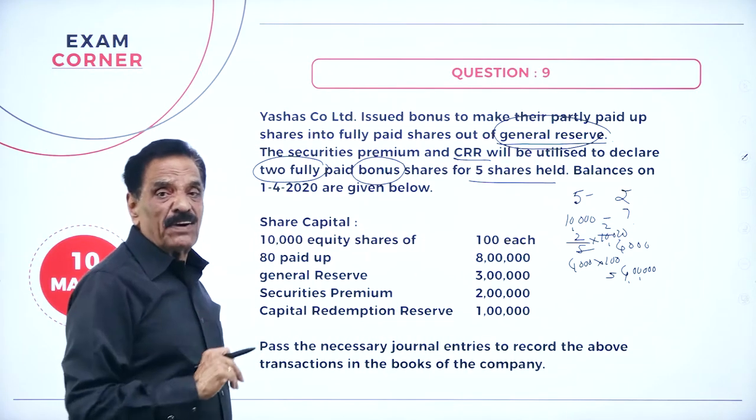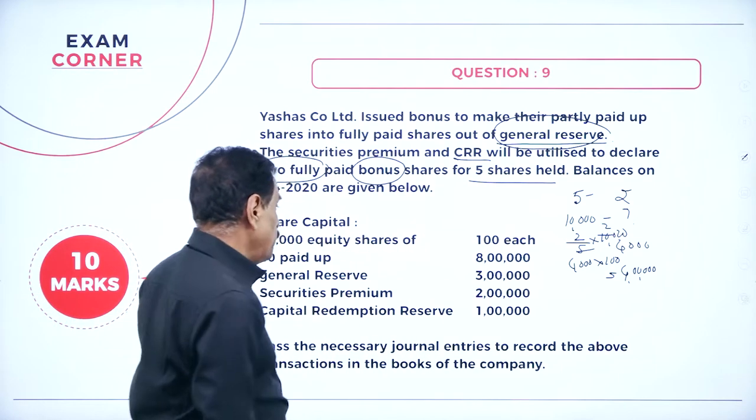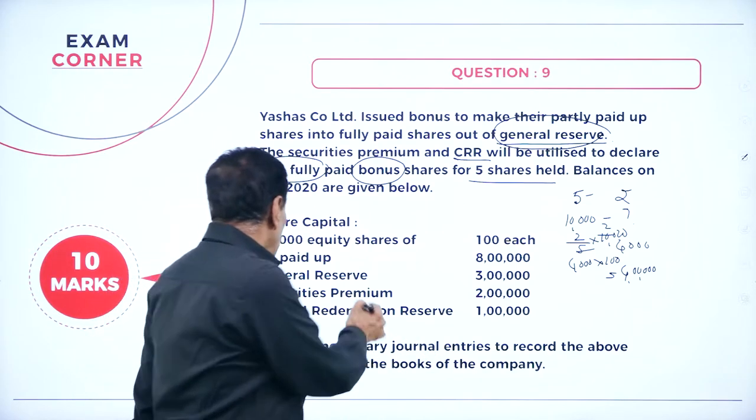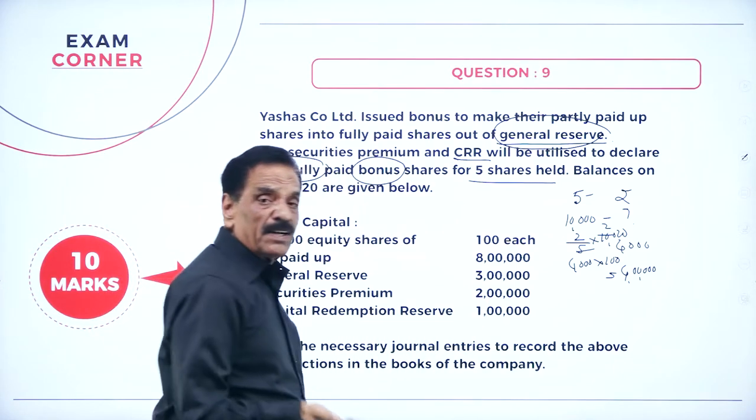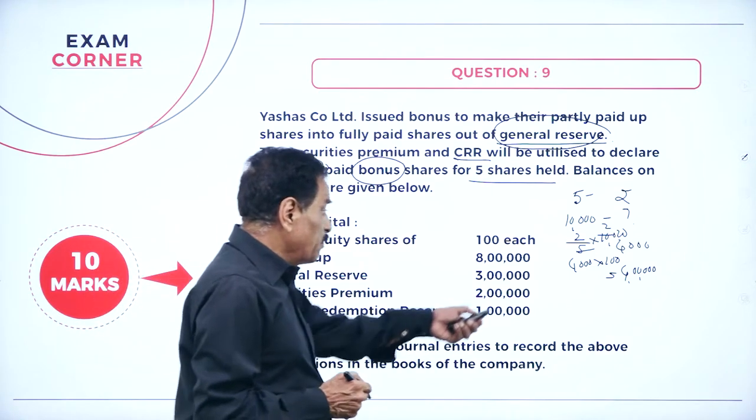So you declare the further bonus with the help of what? Security premium and CRR. In security premium, how much did you get? 2 lakh. In CRR, you have 1 lakh. You have a reserve of rupees 3 lakh. You already utilized 2 lakh. How much is left over? 1 lakh. Utilize that. This is for 4 lakh.